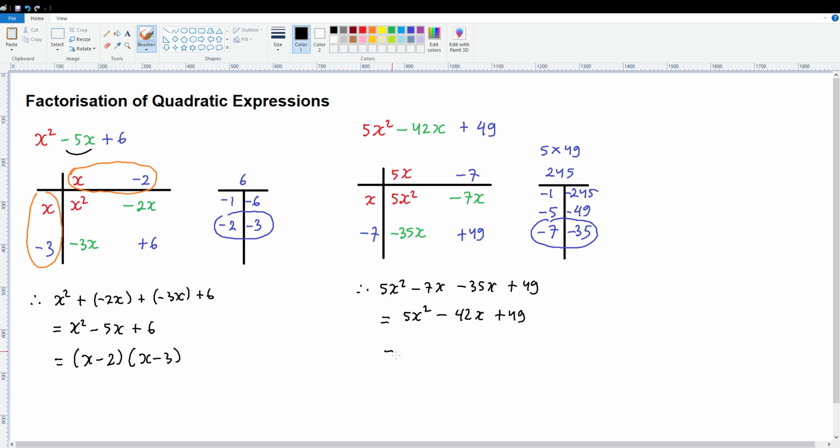So to find the factors, you need to see the expression above here and this side. And then don't forget to put the brackets. The first thing is 5x minus 7 times x minus 7. So these are our factors to solve this factorization.